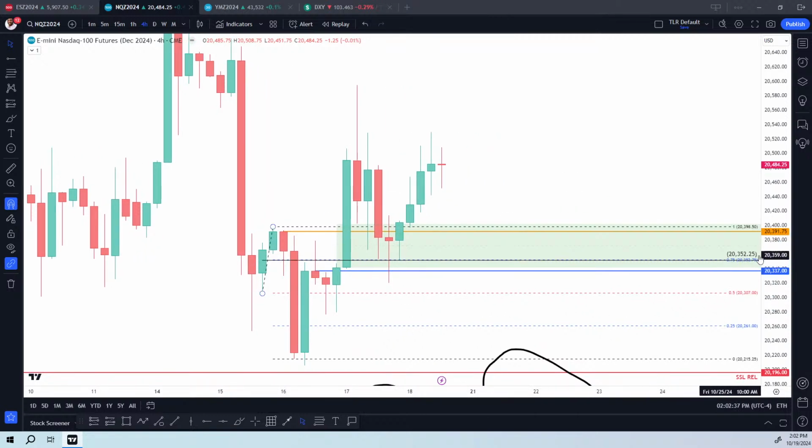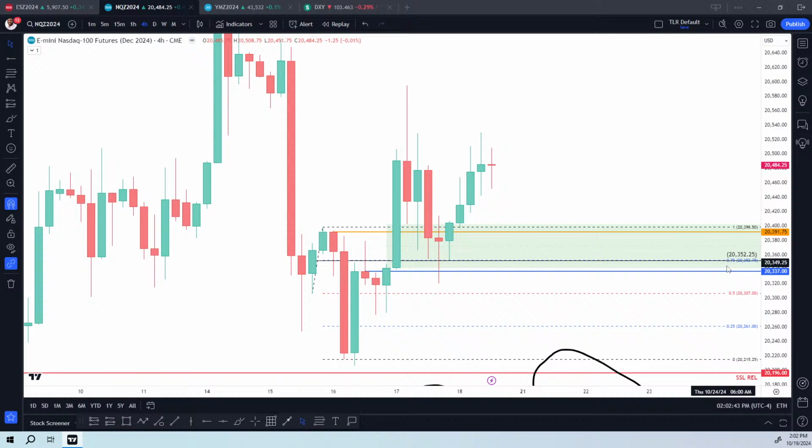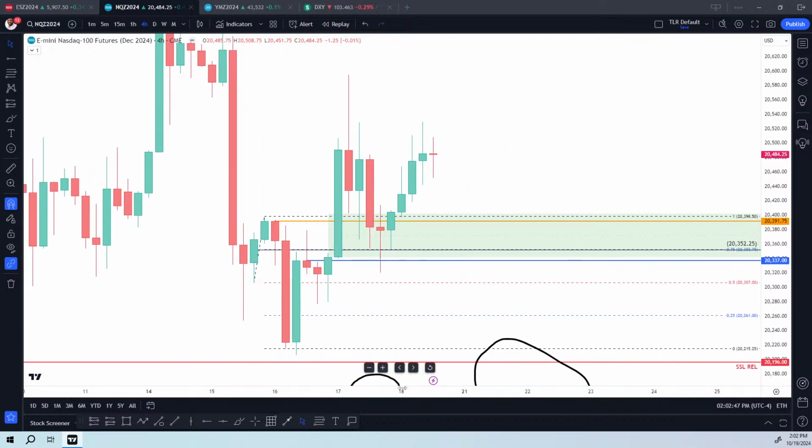Breaker. What's the price? 2352.25. What is that? That's the consequent encroachment of that breaker, right? Not consequent encroachment. It's the mean threshold. That's the mean threshold of that breaker.